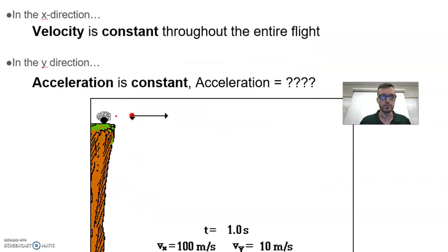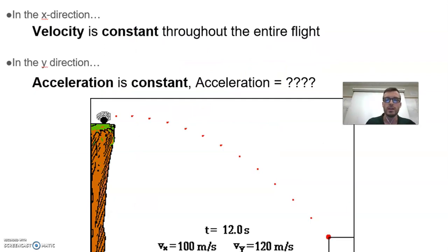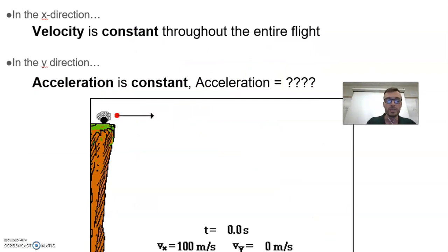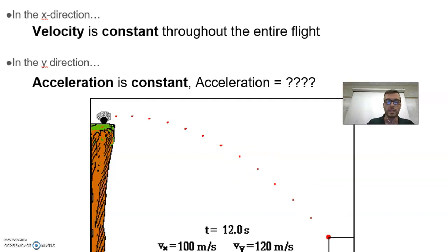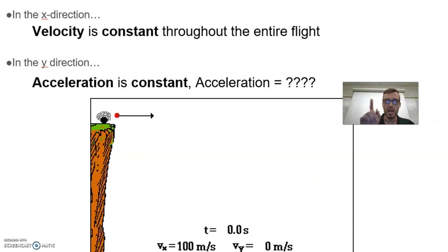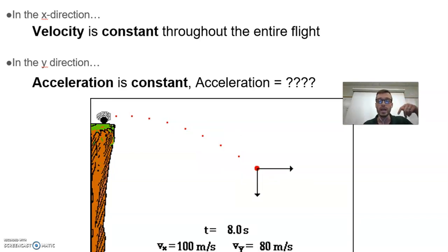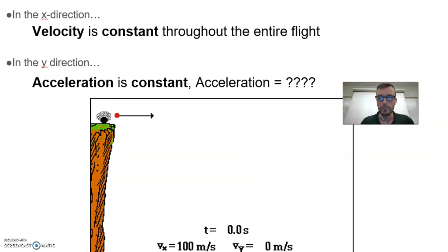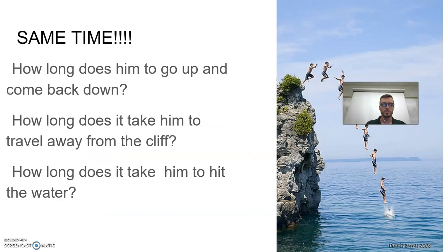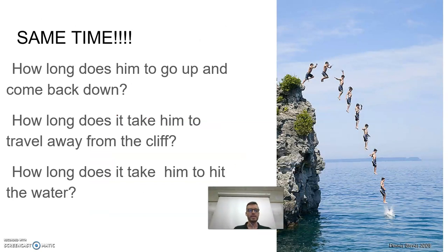So let me show you another illustration here. Take a look at these arrows. In the x direction, velocity is constant through the entire flight. In the y direction, the acceleration is constant. You'll notice that the vector to the right has the same size for every little snapshot that you see, but the vector that's going down is growing in size because we are speeding up as a result of that vertical acceleration. Here's the big idea: independent but simultaneous.